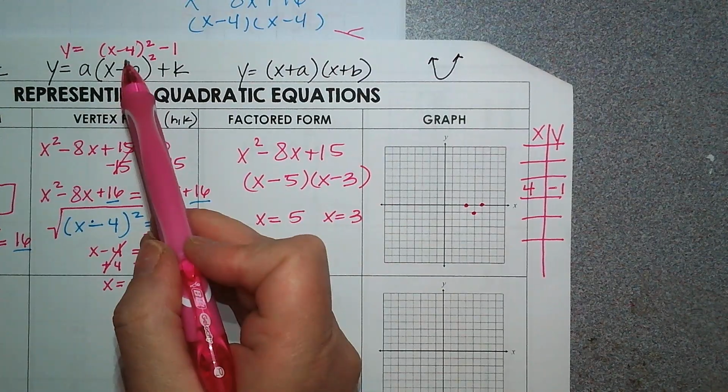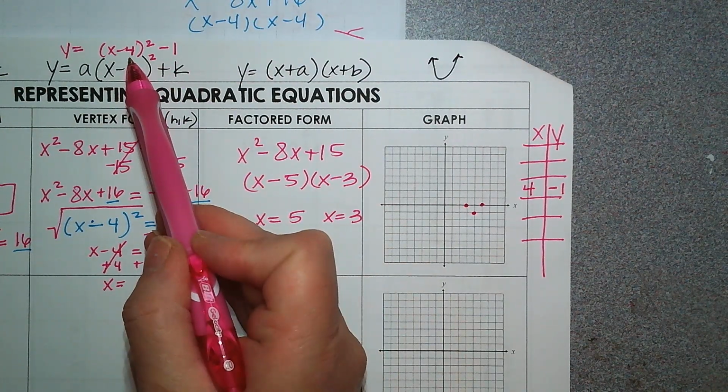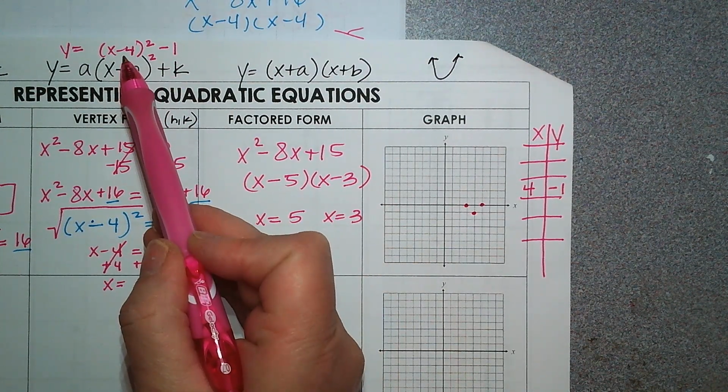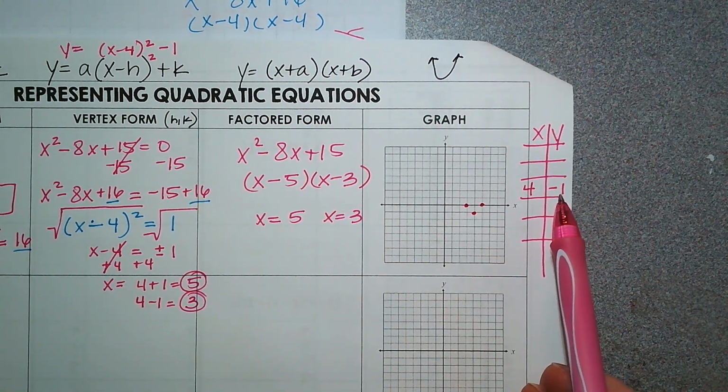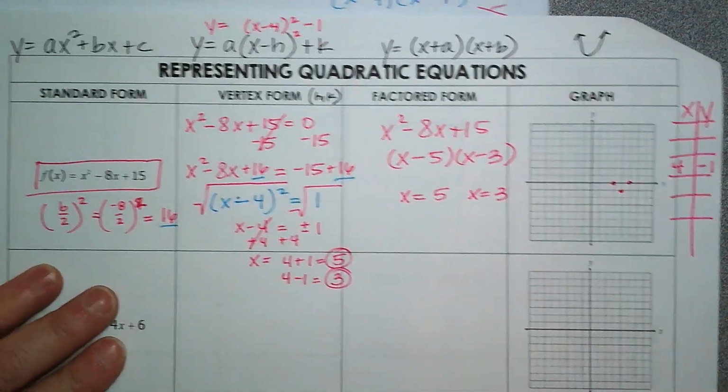When you're looking at this equation, it's h, k: the opposite of what's inside the parentheses, and k. So (4, negative 1). That should be your vertex. Get your calculator and check that.